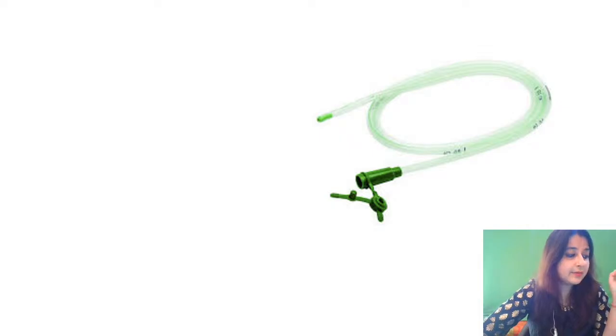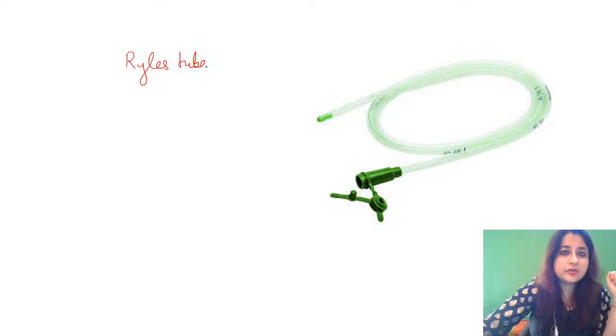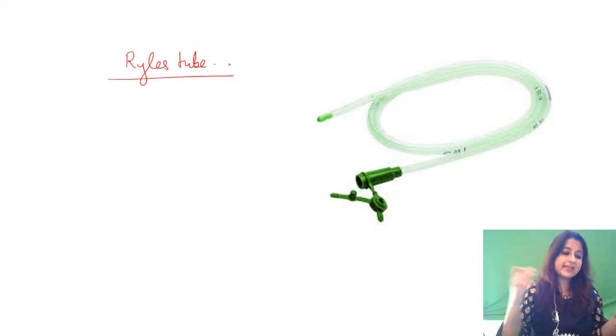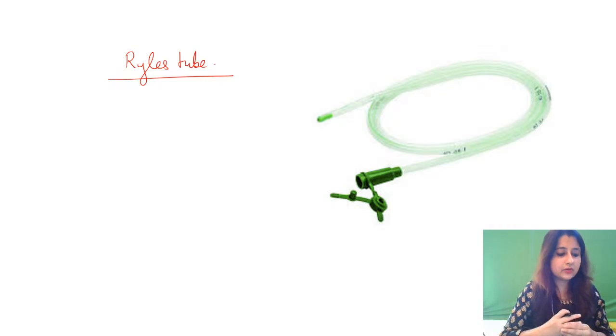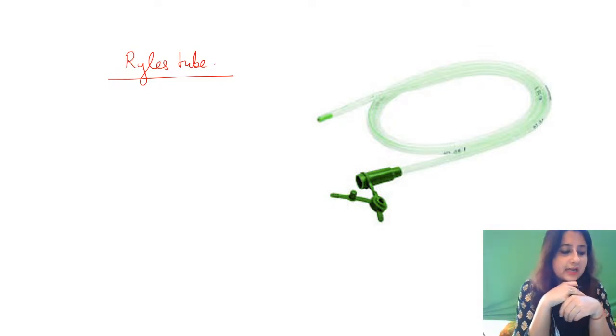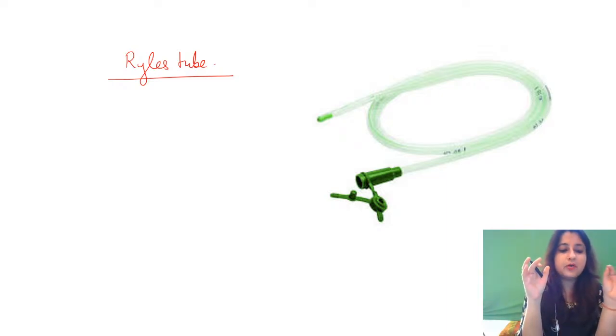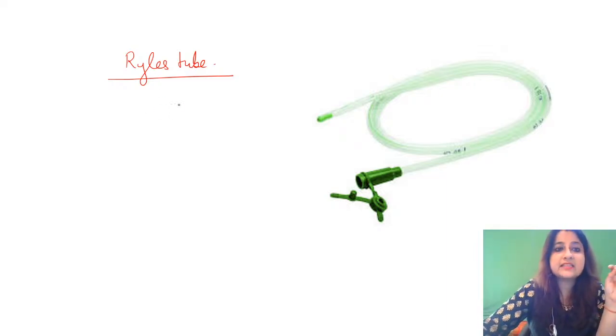What is this, everybody? Can you make it out? At the same time, you're being asked certain images. What is this? This is nothing but a Ryle's tube. All right, so in which bag does the Ryle's tube go? Like Foley's catheter, Ryle's tube is also going into, come on, let's see your answers. Ryle's tube, nasogastric tube, whatever, any form of these tubings, they are made of plastics. They go into a red color bag.